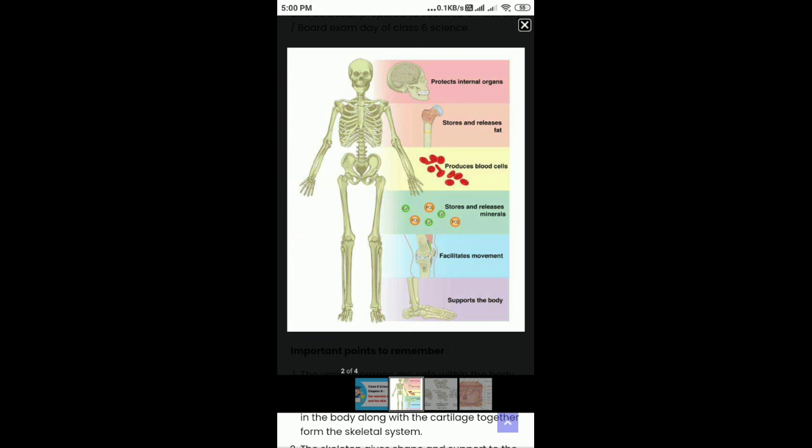What are the functions of bones? They produce blood cells, they supply fats and minerals. Our skeletal system also protects the delicate organs. They store and release fats as I told you. So these are the functions.